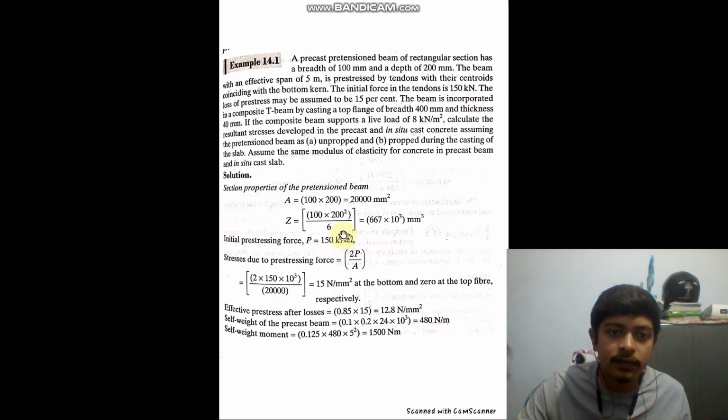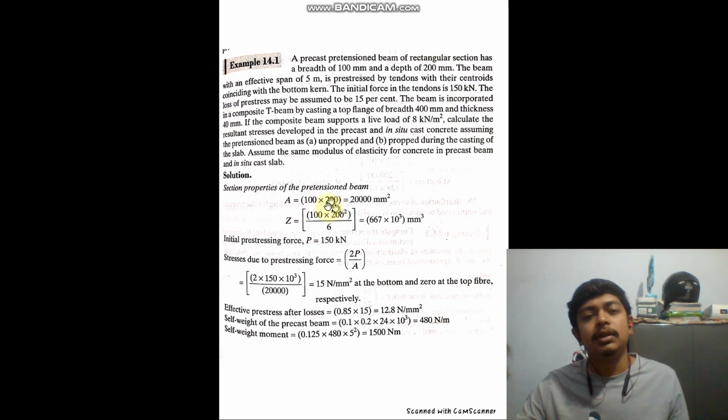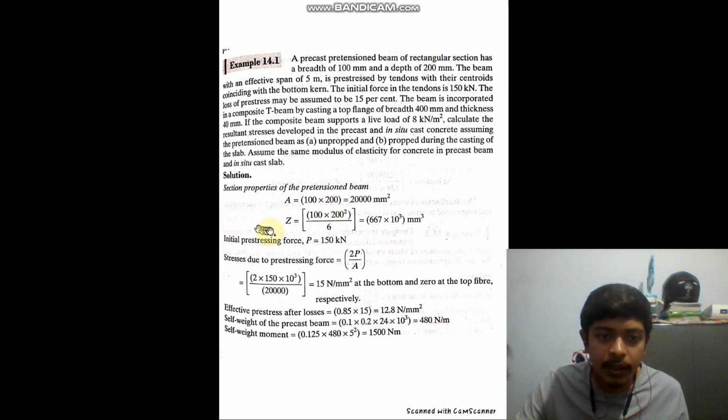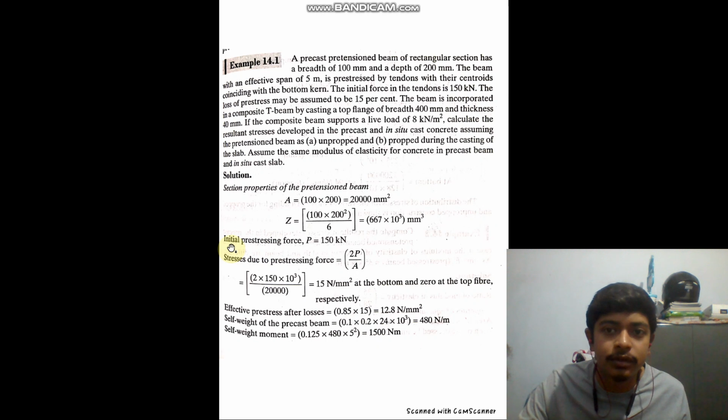As the problem is given, first you have to determine the section properties. First you can do the area. 100 is the width and 200 is the depth of the prestressed precast member, and then we have calculated the section modulus, that is bt square by 6. Now coming to the prestressing force, the initial prestressing force is given as 150 kilonewton, so obviously it's taken.